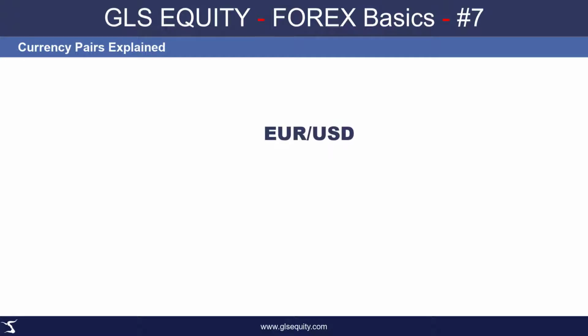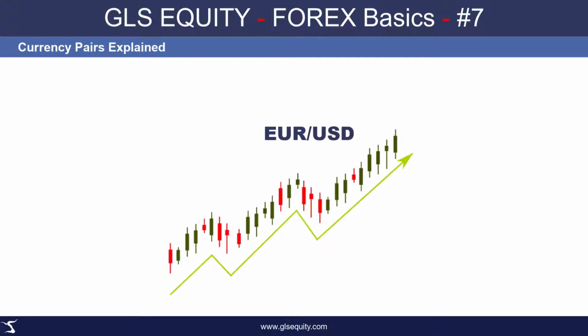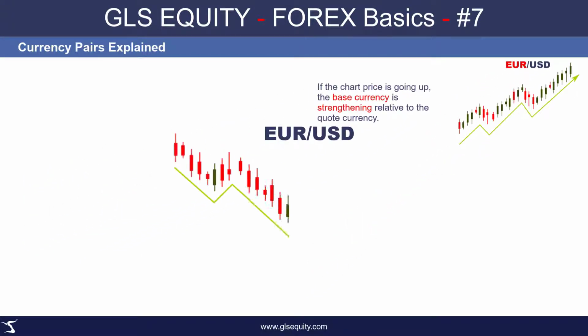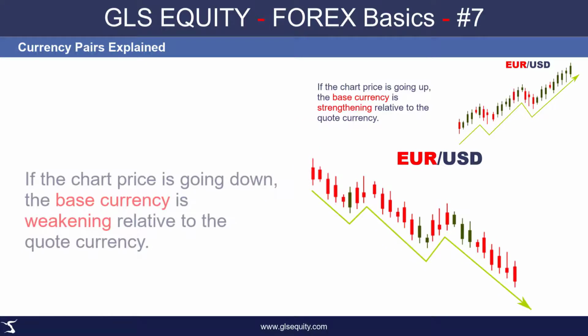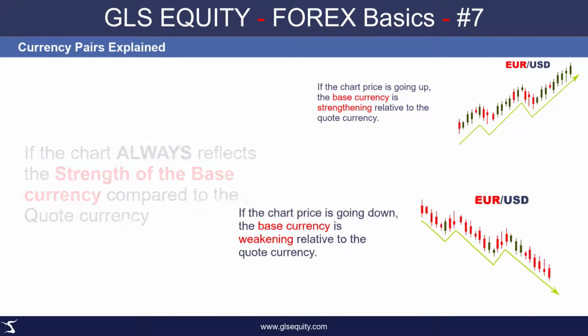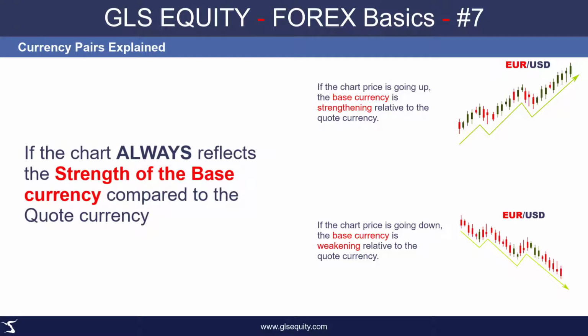If the rate was going up, that would mean that the euro was increasing in value compared to the US dollar. So when you are looking at a chart, it is really the base currency's value that you are thinking about. If the chart price is going up, the base currency is strengthening relative to the quote currency. If the chart price is going down, the base currency is weakening relative to the quote currency. The chart always reflects the strength of the base currency compared to the quote currency.